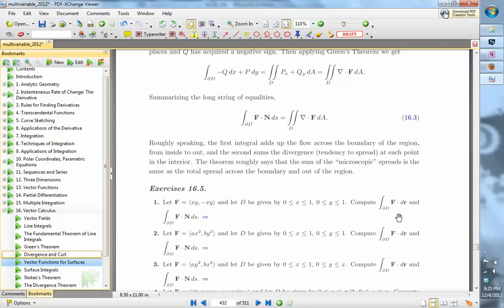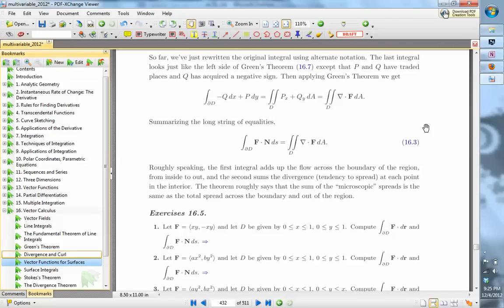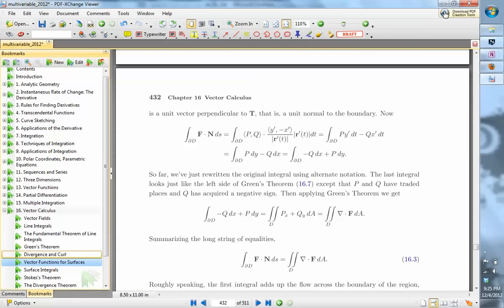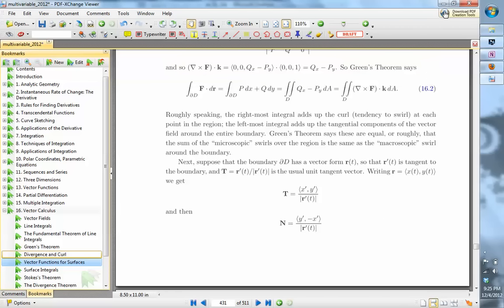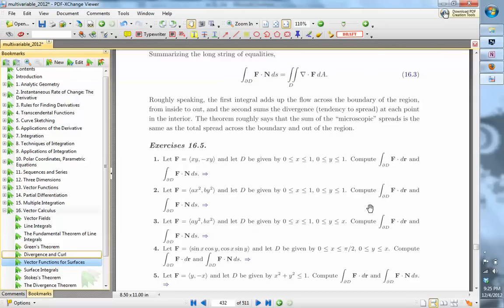So let's look at problem 1 here, and let's look at the domain. The domain here is just a square, 0 to 1, 0 to 1 in the xy plane. And you take f dot dr and you convert it to this formula up here, 16.2. So this is really just about computing the curl of f. So let's look at f. F is xy, minus xy.